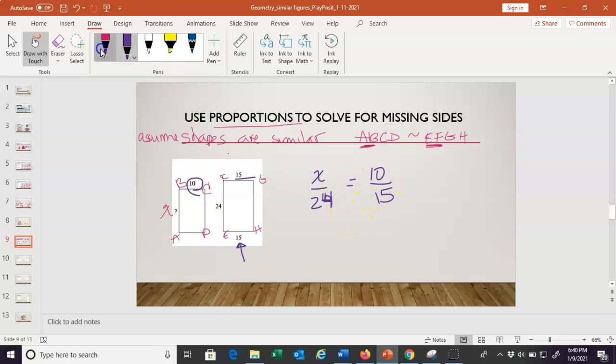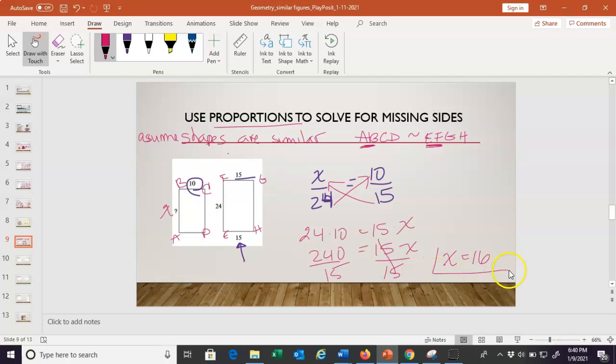All right, now we can solve the proportion using cross multiplication. So 24 times 10 equals 15 times x. So 240. And then we're just going to divide both sides by 15 to get x all by itself. And that is 16. I put that in the calculator.